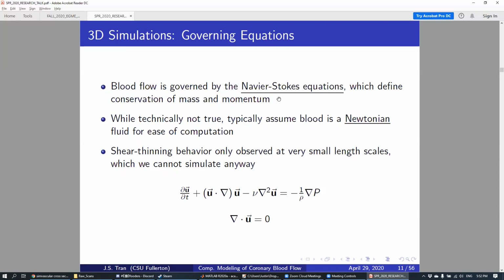Okay. But we only observe that shear thinning fluid at the very smallest length scale, so only in the very, very tiny capillaries. And most of the time we can't even see those anyway in the medical image data. So when you're performing the simulations, most of the time you're doing it in the fairly large vessels. And so for fairly large vessels, you can assume that the flow is Newtonian, and that's usually a pretty decent approximation.